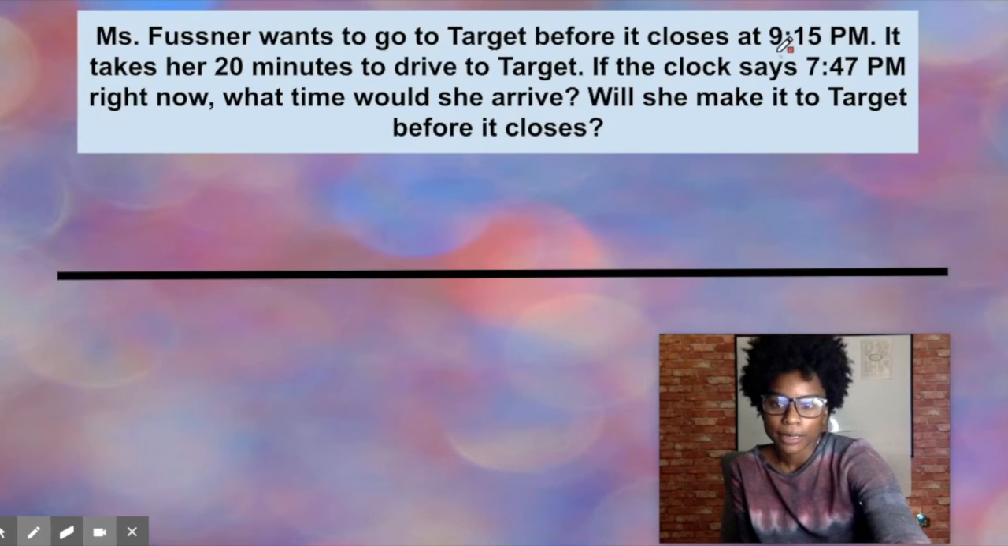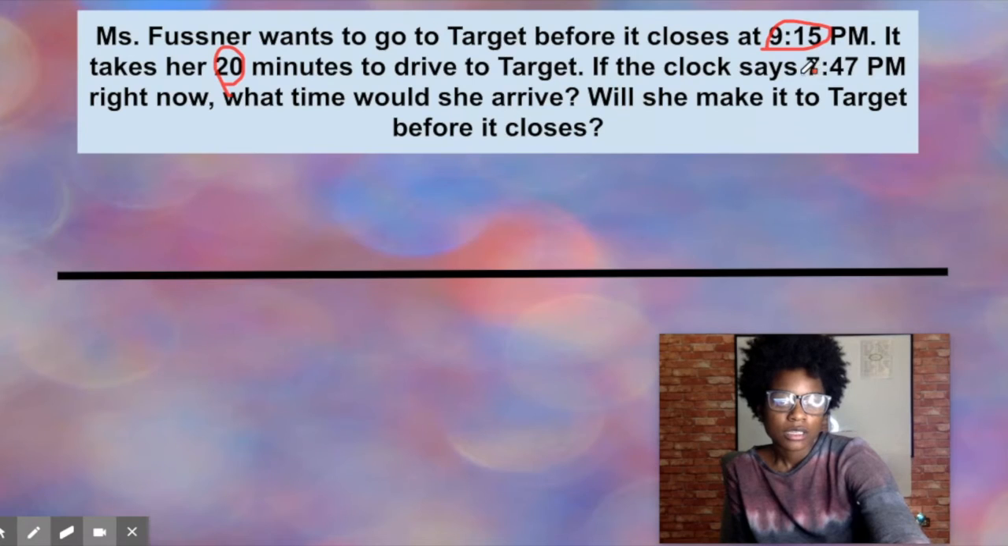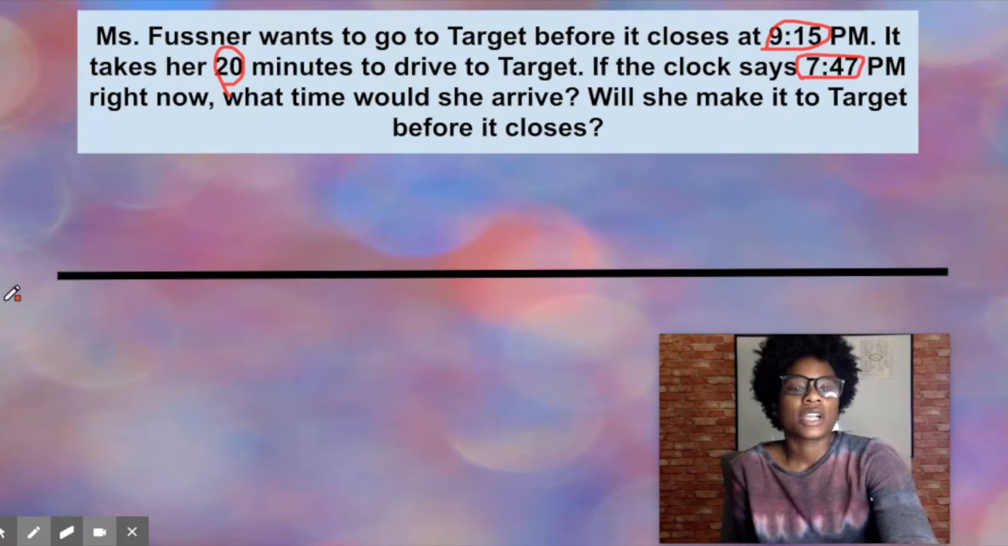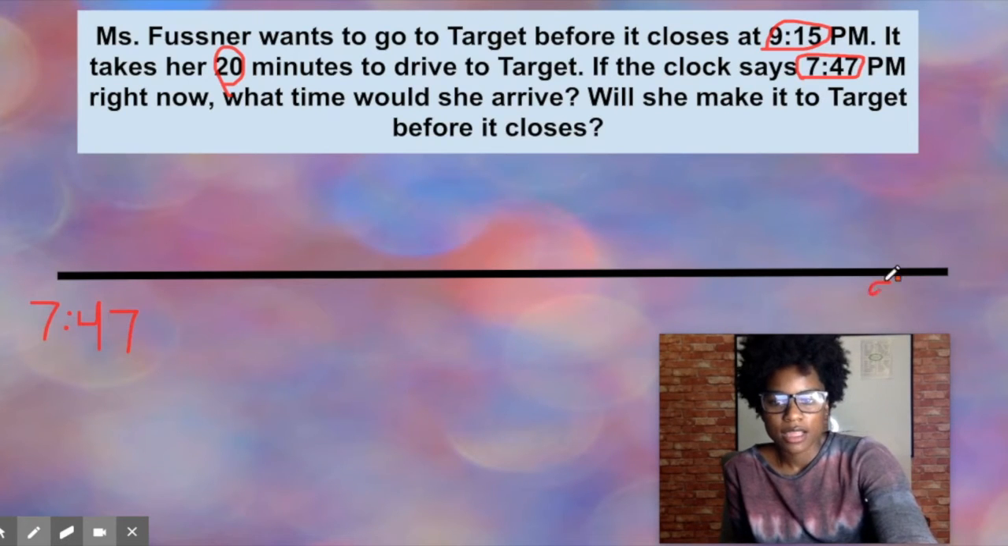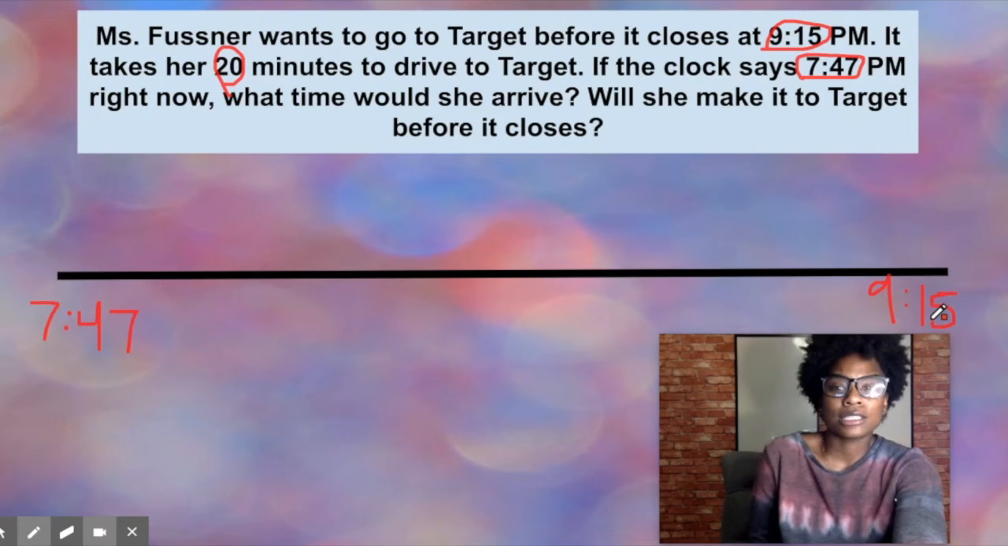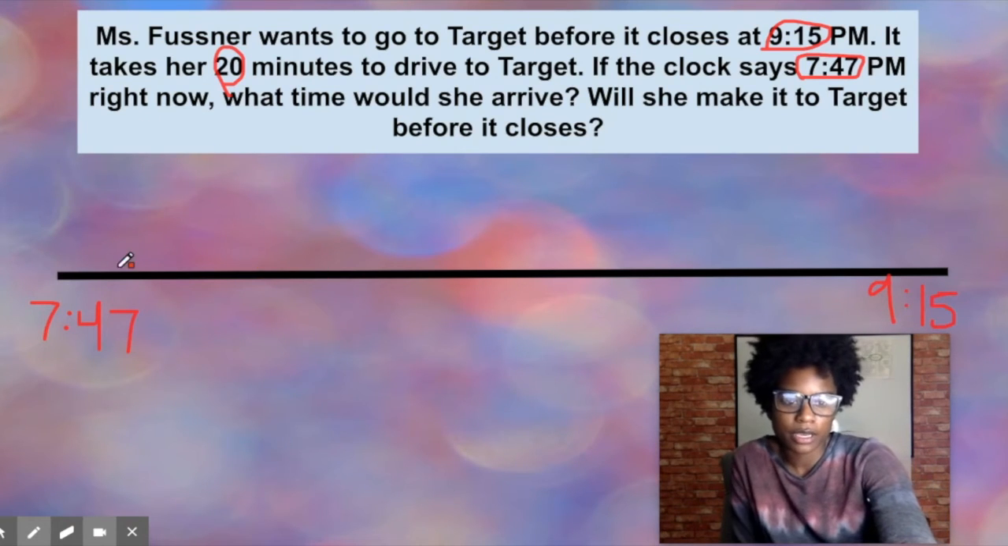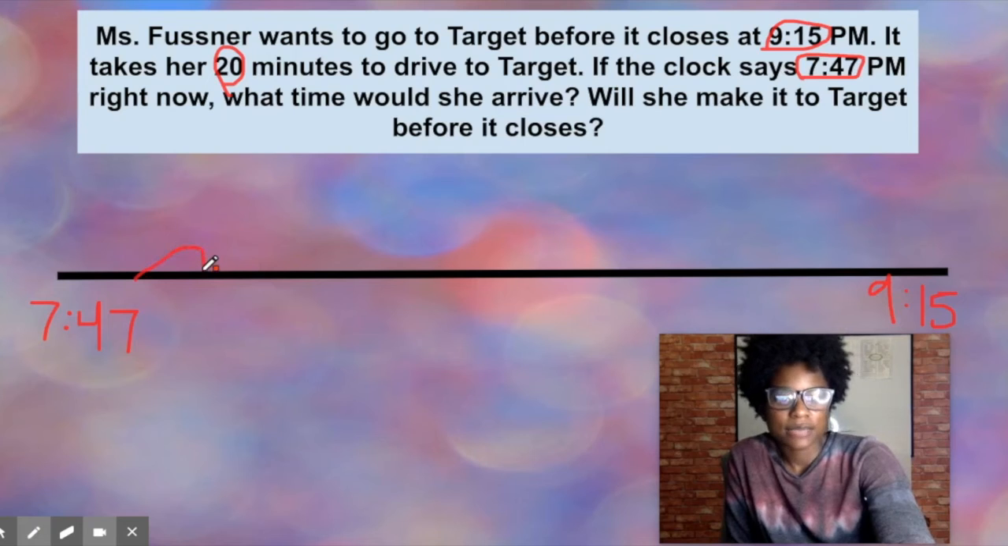First I'm going to circle my numbers. I'm going to circle 9:15. I'm going to circle 20. Circle 7:47. So the clock right now says 7:47. Target closes at 9:15. Let's see if Miss Fessner is going to make it. It takes her 20 minutes to get to Target. Here we go. Add 10 minutes.